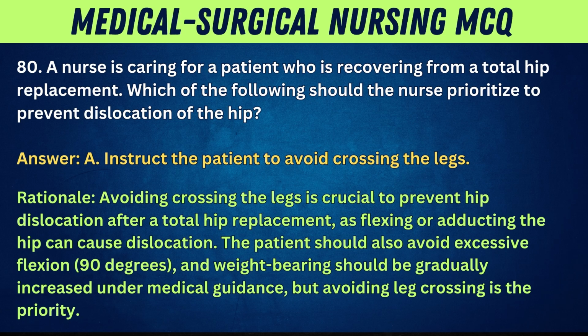Rationale: Avoiding crossing the legs is crucial to prevent hip dislocation after a total hip replacement, as flexing or adducting the hip can cause dislocation. The patient should also avoid excessive flexion, 90 degrees, and weight-bearing should be gradually increased under medical guidance, but avoiding leg crossing is the priority.